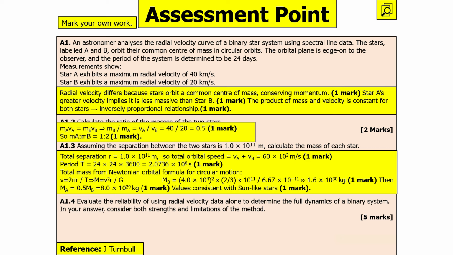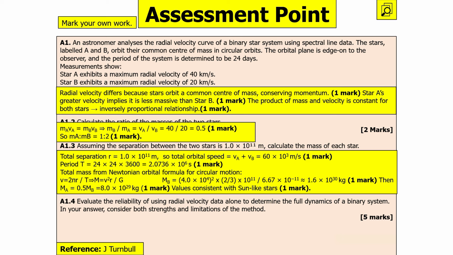Our time period is 24 times 24 times 3,600, so it's 2.1 times 10 to the 6 seconds. The total mass can be worked out by using our equation of v equals 2 pi r over t, so m is therefore equal to v squared r over G. We pop in all the values, and we get mB to be 1.6 times 10 to 30 kilograms.